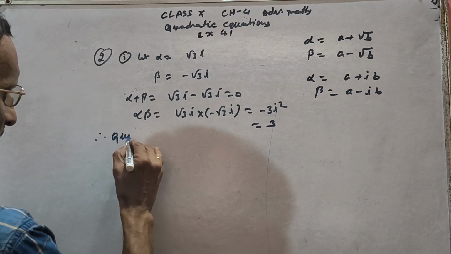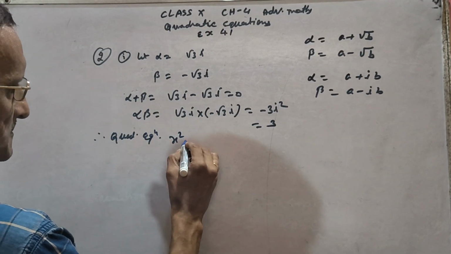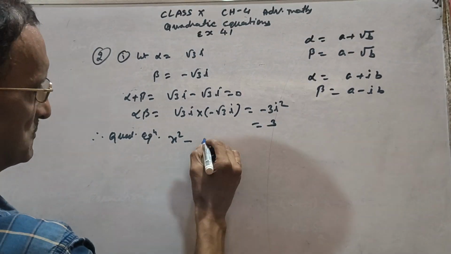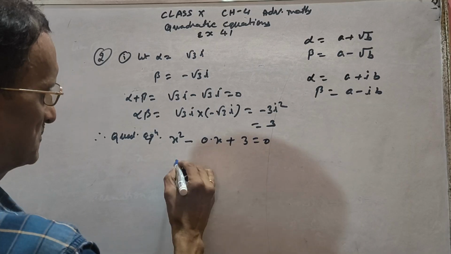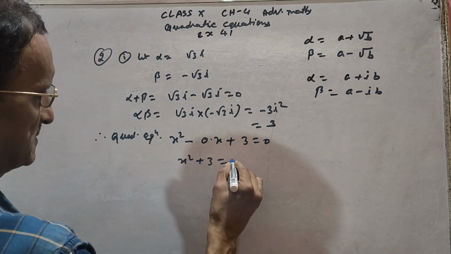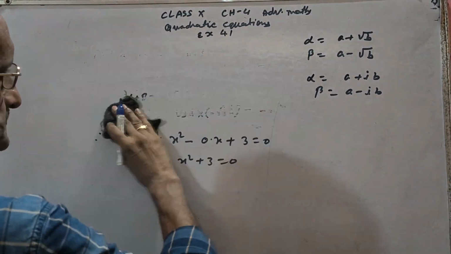Therefore, quadratic equation will be what? x square minus sum of roots, which is 0, into x plus product of roots, which is 3, equal to 0. So simply x square plus 3 equal to 0. Okay.